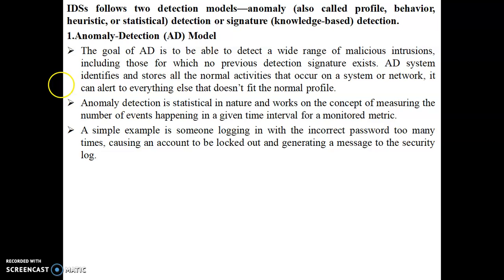Clearly they have mentioned anomaly detection is able to detect a wide range of malicious intrusion. It is able to detect a wide range of illegal types of attack for which no previous detection system exists. It will take care of all normal activities, as well as all abnormal activities. That is why they have mentioned it is a type of behavioral detection. If any deviation happens, it easily identifies that type of behavior.